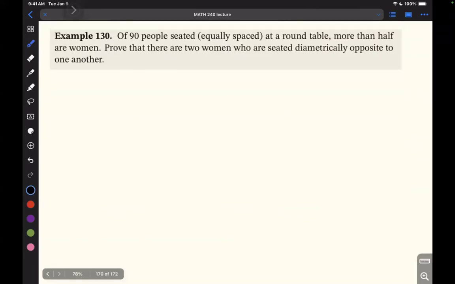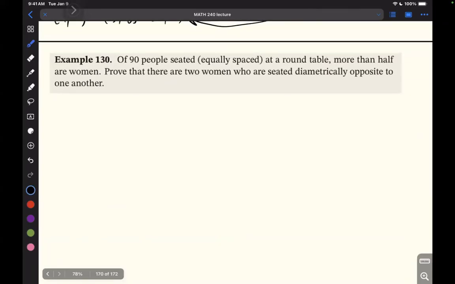So let's assume I have a very big table and I have invited 90 people to this meeting. And I'm seating them equally spaced at this very large table. Of the people I've invited, more than half of them are women. I want to prove that there are 2 women who are seated diametrically opposite to one another.